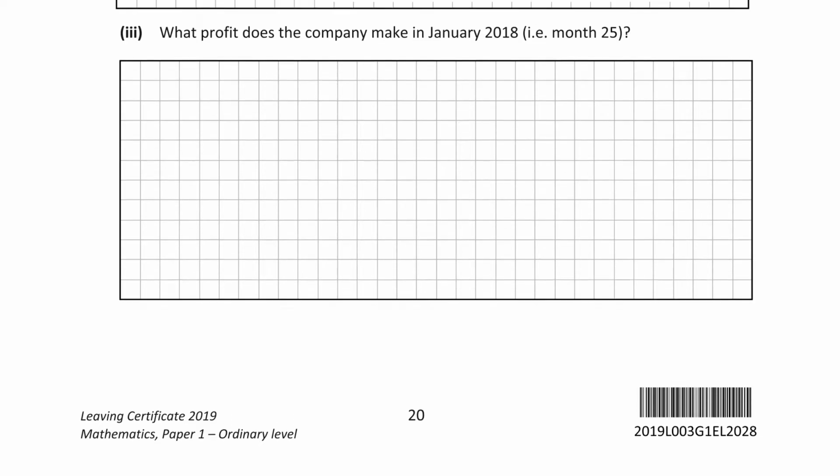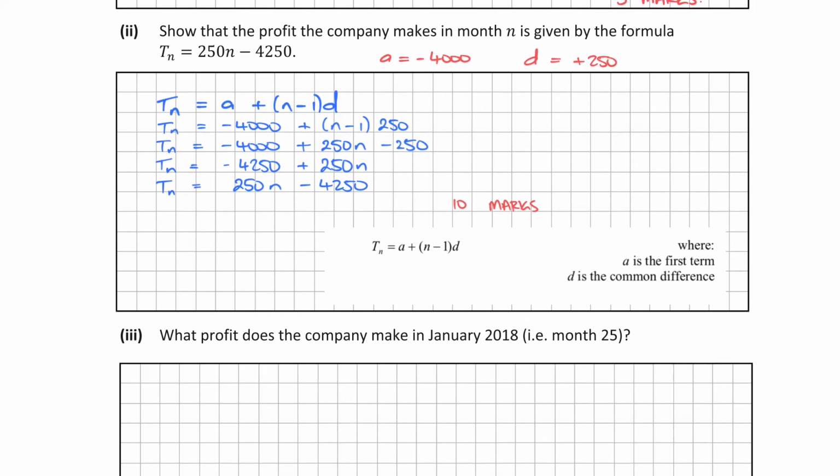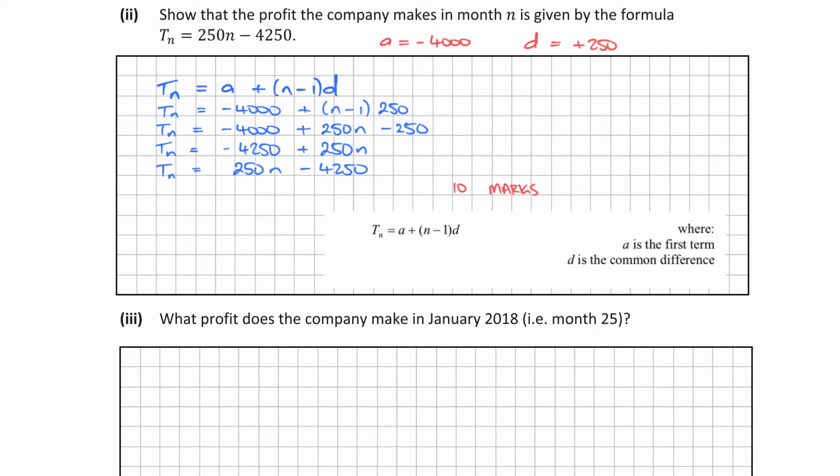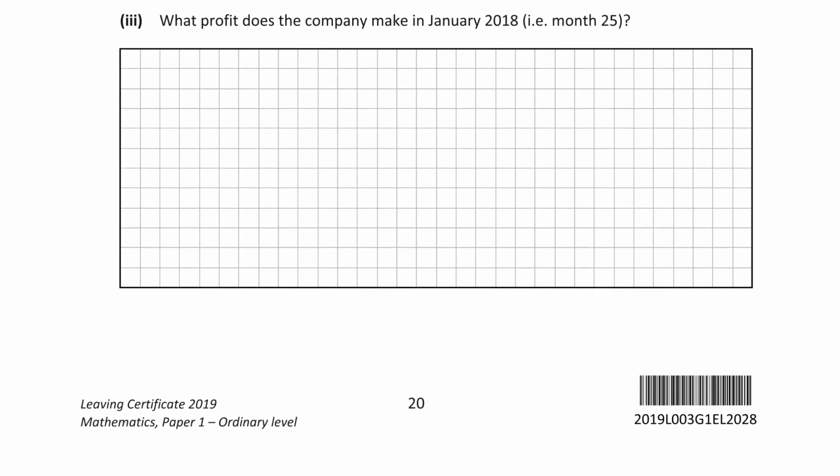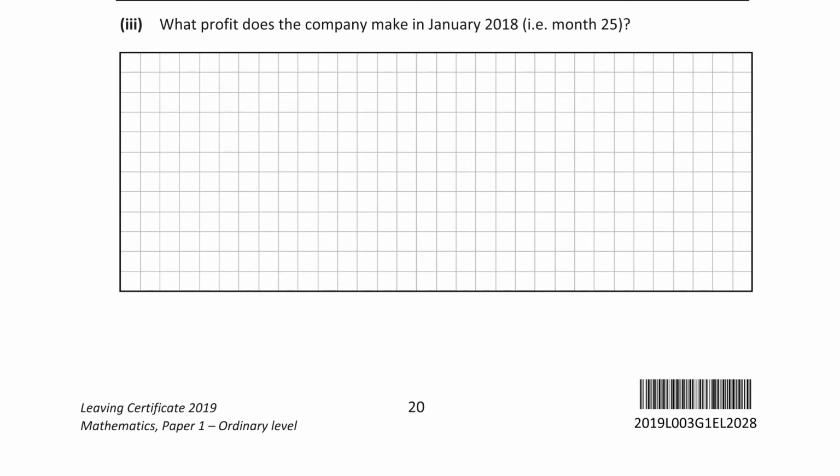So if you just look back at the formula that we just created there, T of n represents the profit, and n represents the number of months. So if we put 25 in, like we were asked to do here, we'll be finding out what the profit is after 25 months. So that's what we're going to do. We'll take the formula that we just generated and we'll fill in 25 for n.